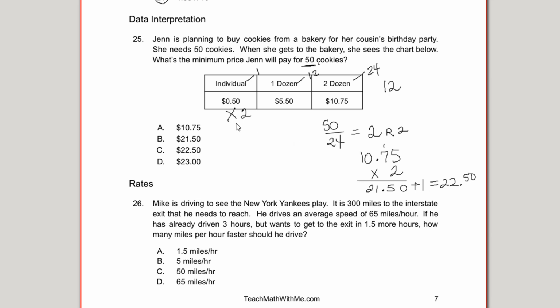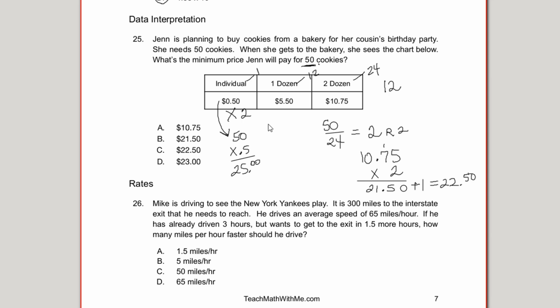Versus now you would probably need to look at each individual thing. If you had paid individually 50 cents for 50 cookies, 50 times 0.5, that's going to cost $25. So you're saving when you go this route of 2 dozen.